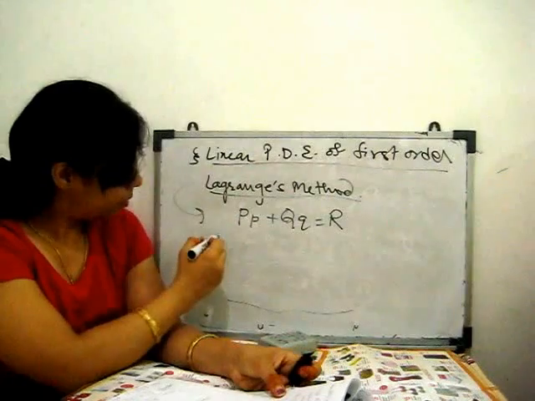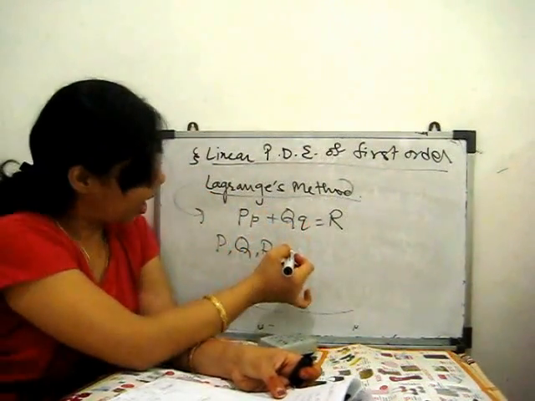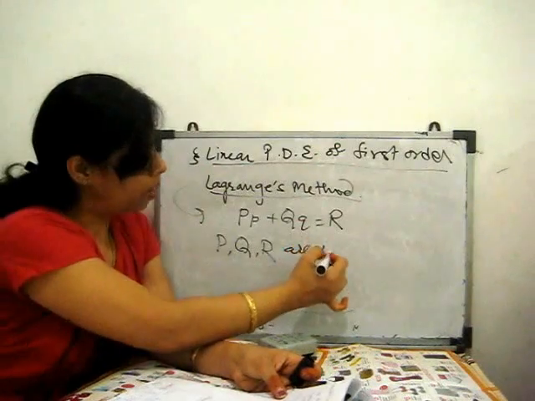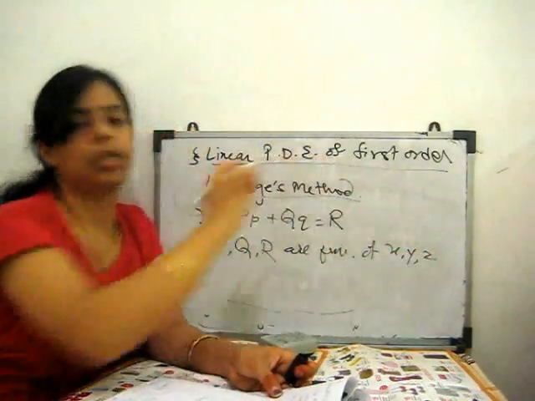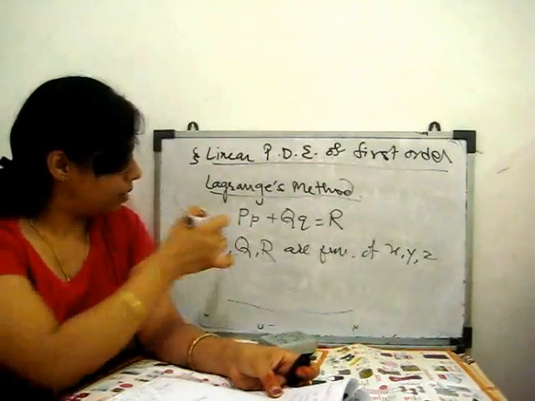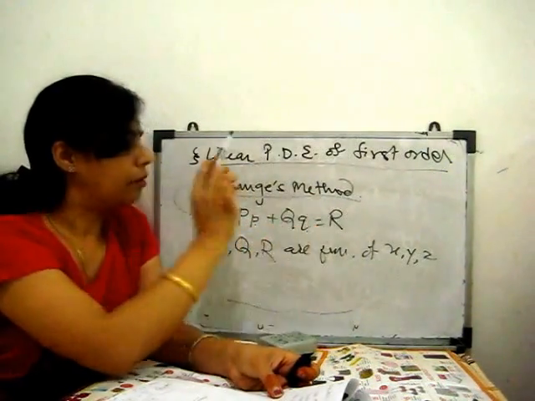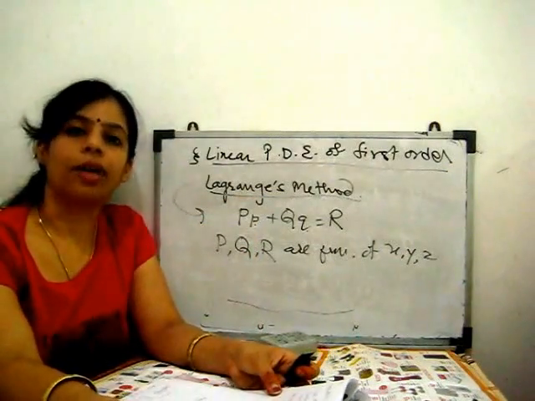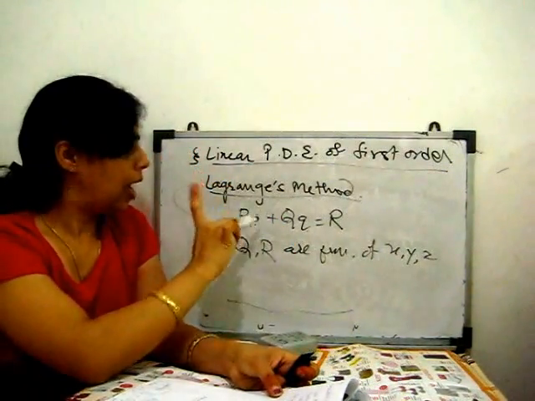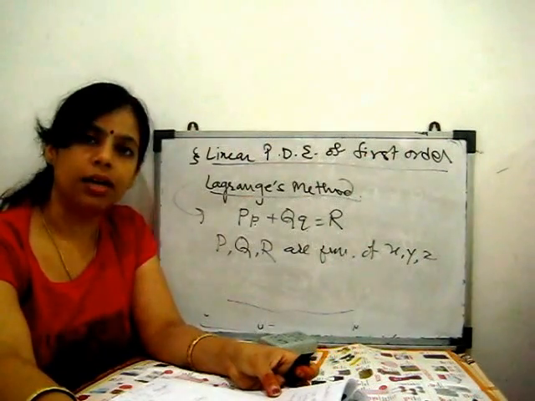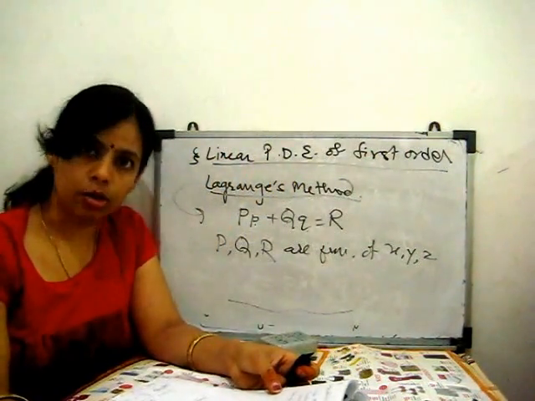Clear? Where P, capital P, Q and R are function of x, y and z. Clear? So this small p is del z by del x, this is del z by del y, and P, Q, R are function of x, y, z. So see, these are always in 1 degree and z is also in 1 degree. Then this is called linear partial differential equation of first order.